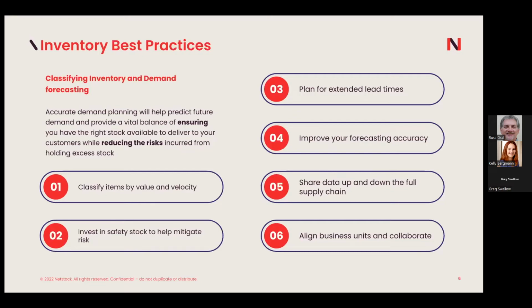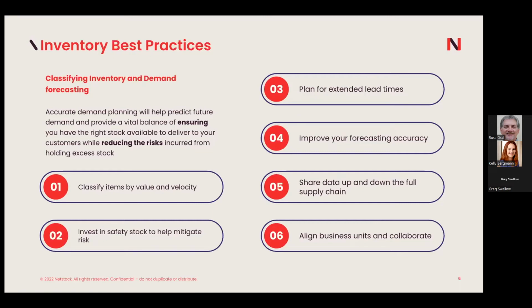And if I do a good job of that, I can understand the nature of the items in my inventory, and I can now establish policies and targets and metrics around the different properties there, right? The different nature of those items. So classifying items really helps you hone in and create policies that are appropriate.